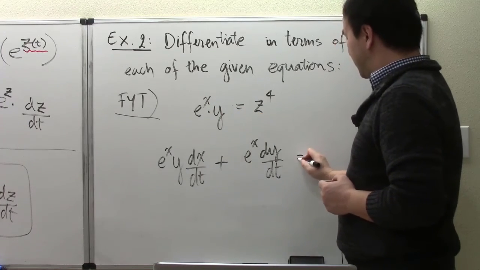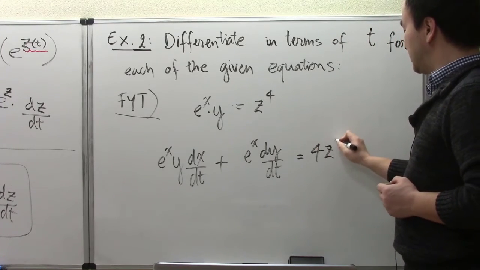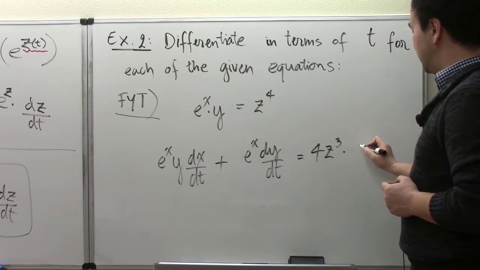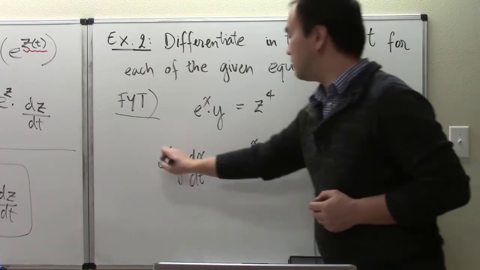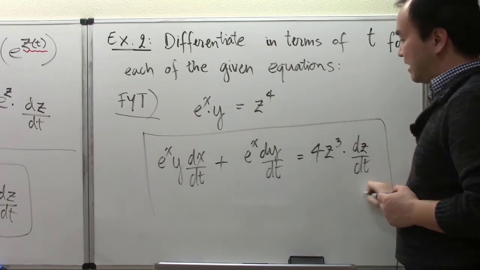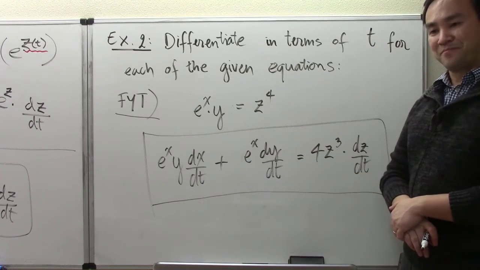Okay, and so because we have two variables x and y over here on the left hand side, and our last term on the right hand side is the power rule for the outside, so it's 4z cubed multiplied with the dz dt. And again, without much need to show you the steps, I hope you already had your own answer and agree with mine. Okay?